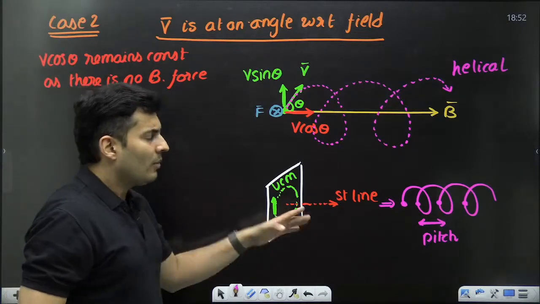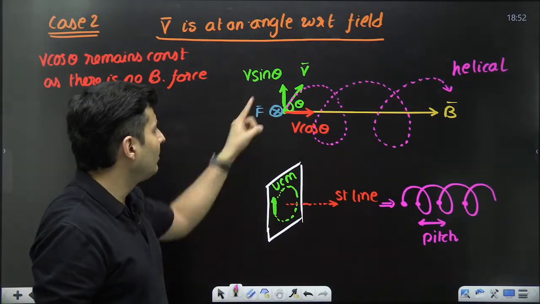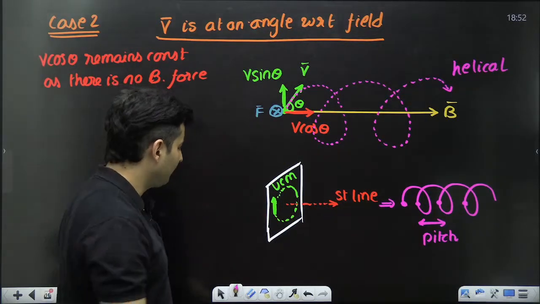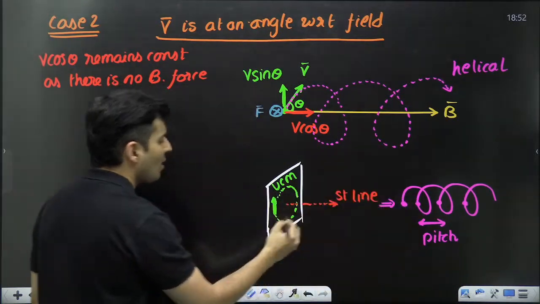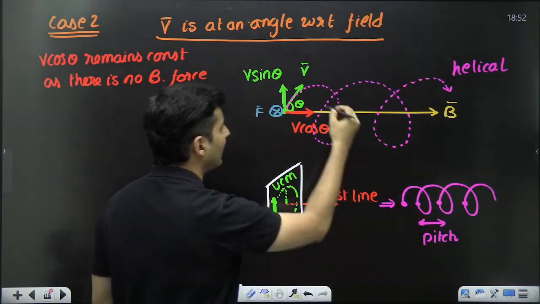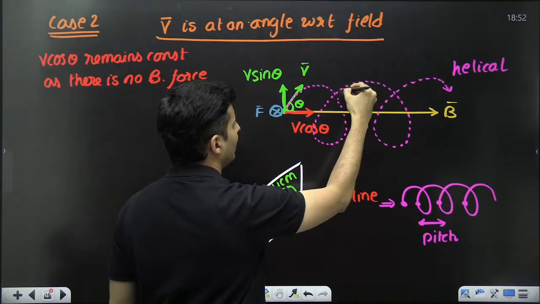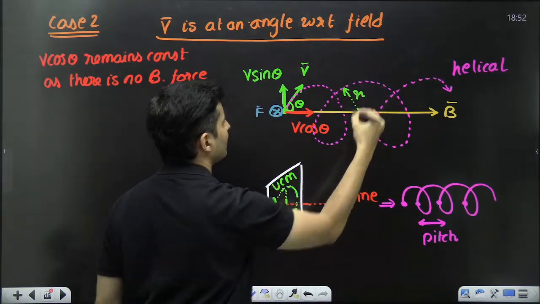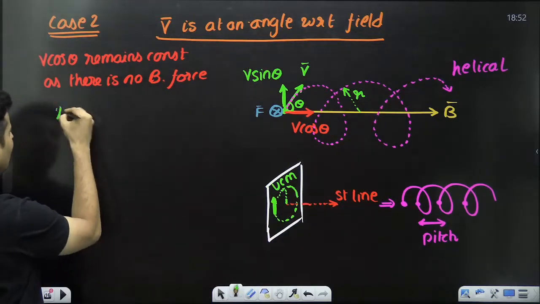Now we can find this pitch out. It is not that difficult. But first, can you guys quickly think and tell me, for that circular motion, what will be the radius of that helix? That helix will definitely have a certain radius. Can you guys quickly think and tell me what shall be the radius?